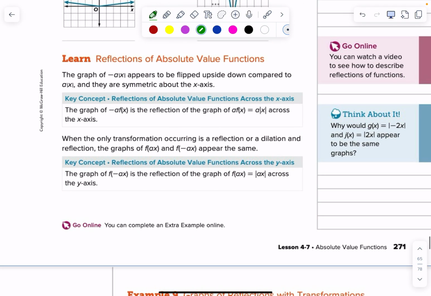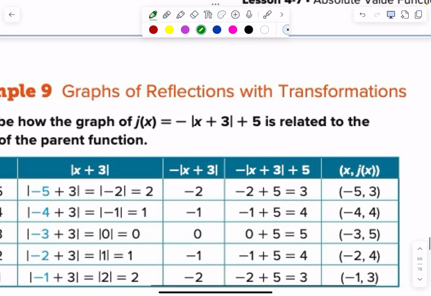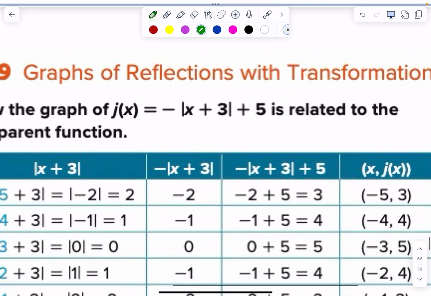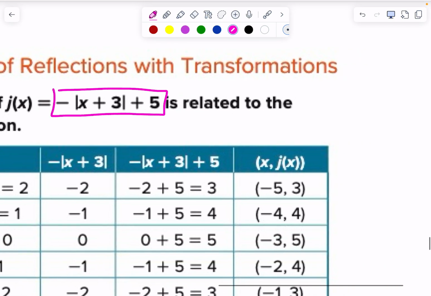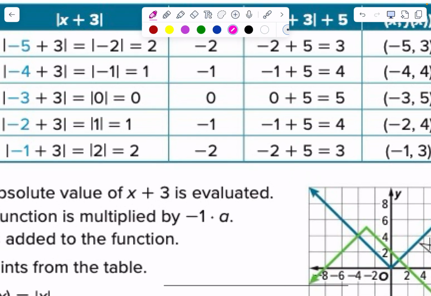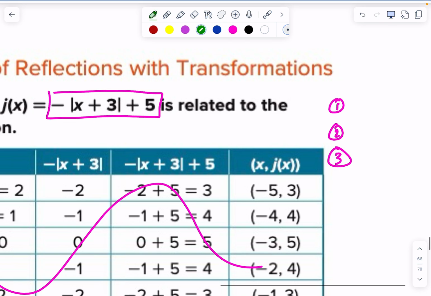Okay, all right. Let's go down to this one. Now we've got lots of things going on in this one. Example 9. Buckle up. We've got this guy going on here. How many things are happening? Three. 1, 2, 3. And we're going to do all 3 of those things, and we are not going to make a table. Okay? Which ones are the 3 things? You've got a negative, a plus 3, and a plus 5.